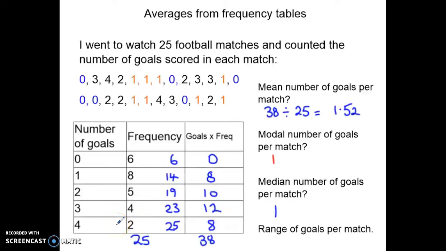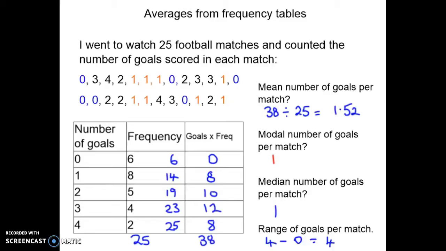Finally, range. The highest number of goals scored in any match was 4. The lowest number of goals scored was 0. So biggest minus smallest gives me a range of 4. So there are my 4 answers to this question.